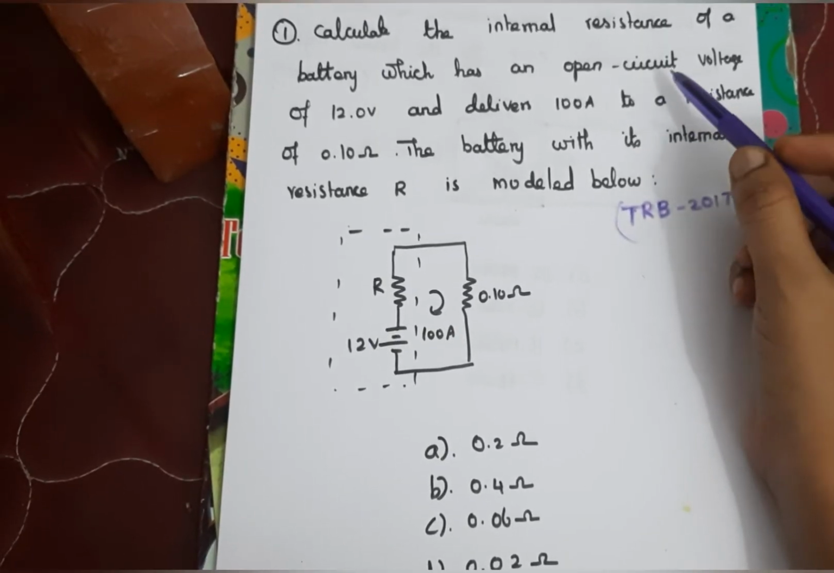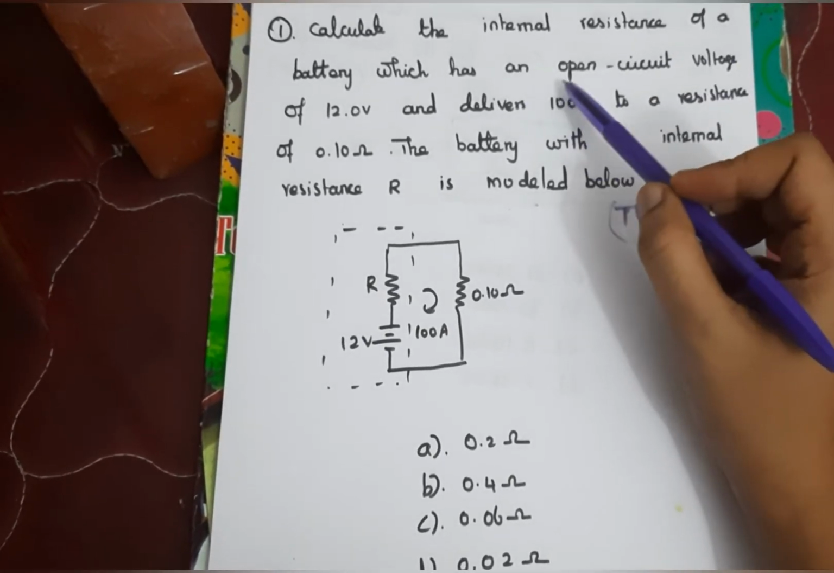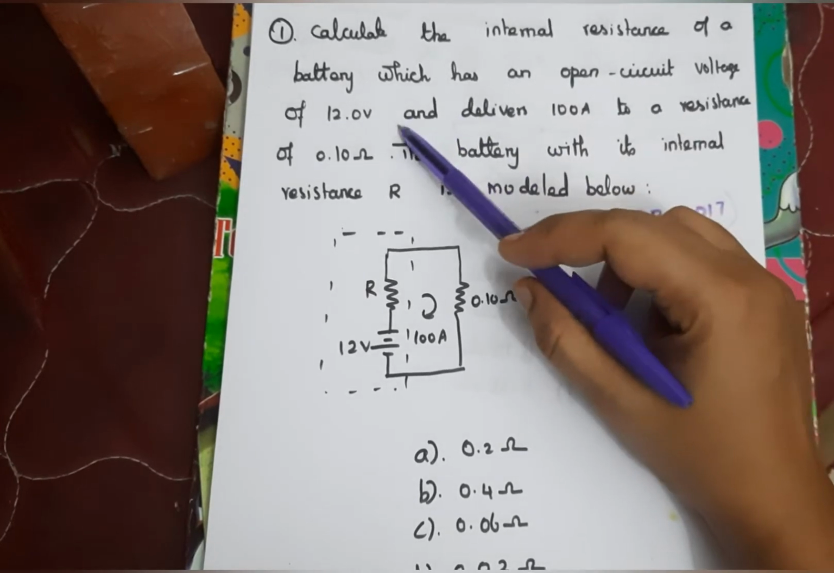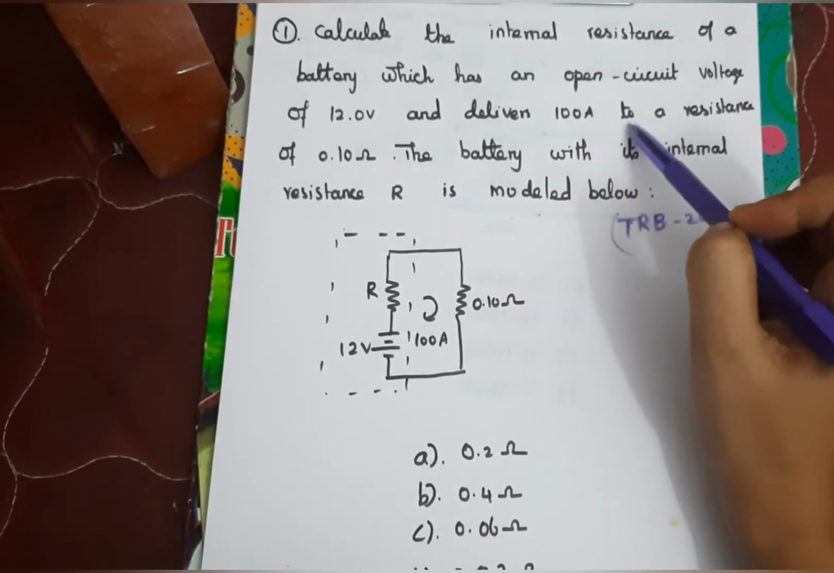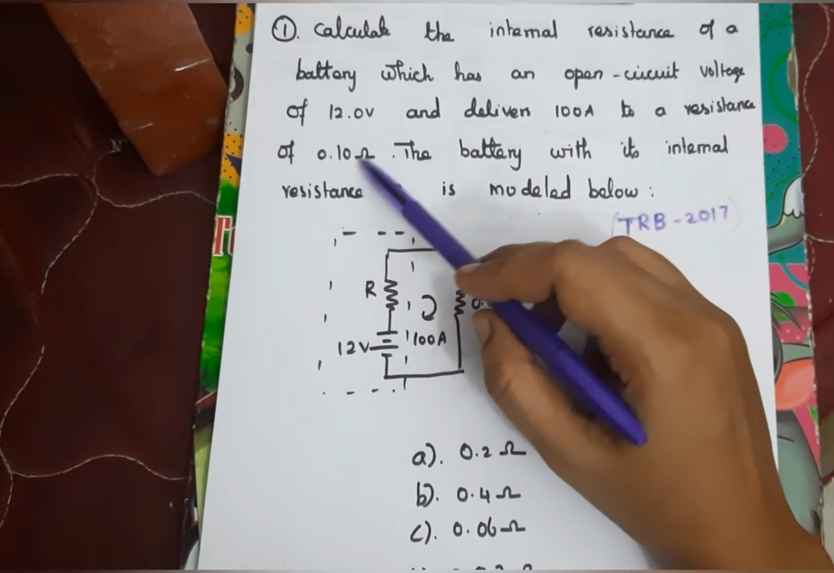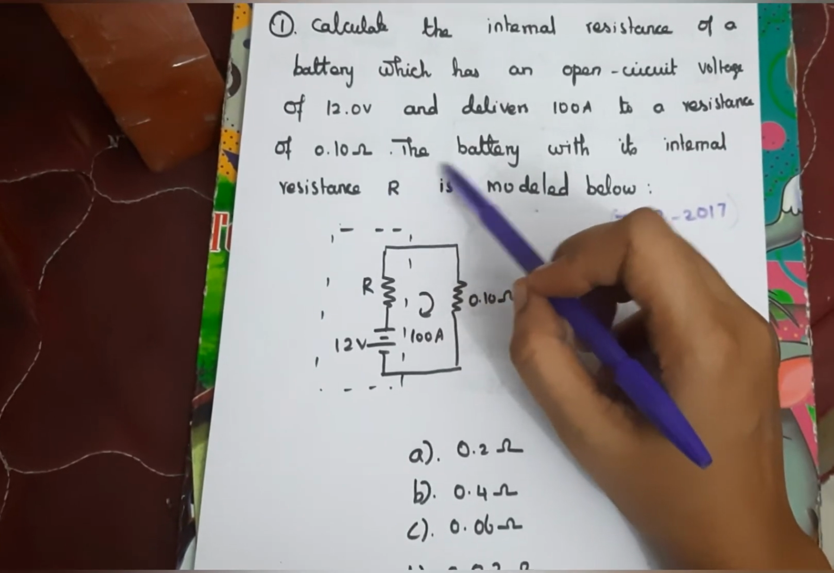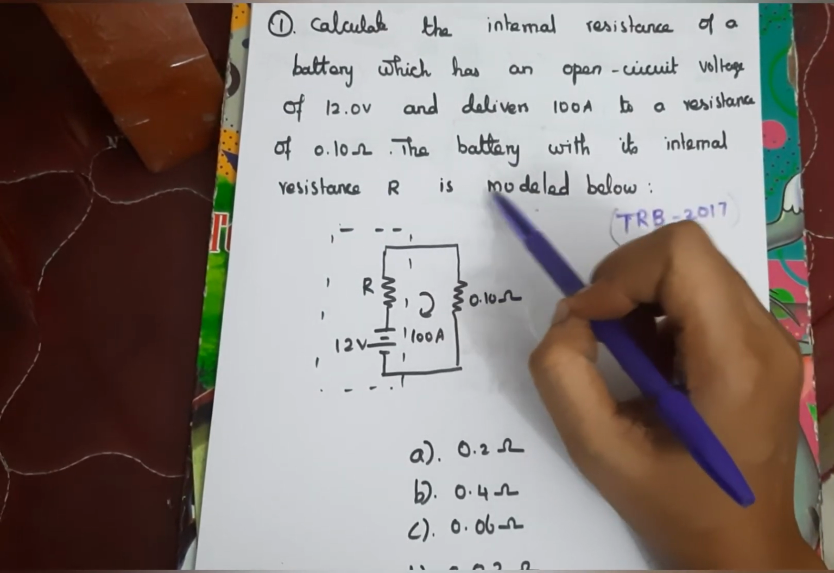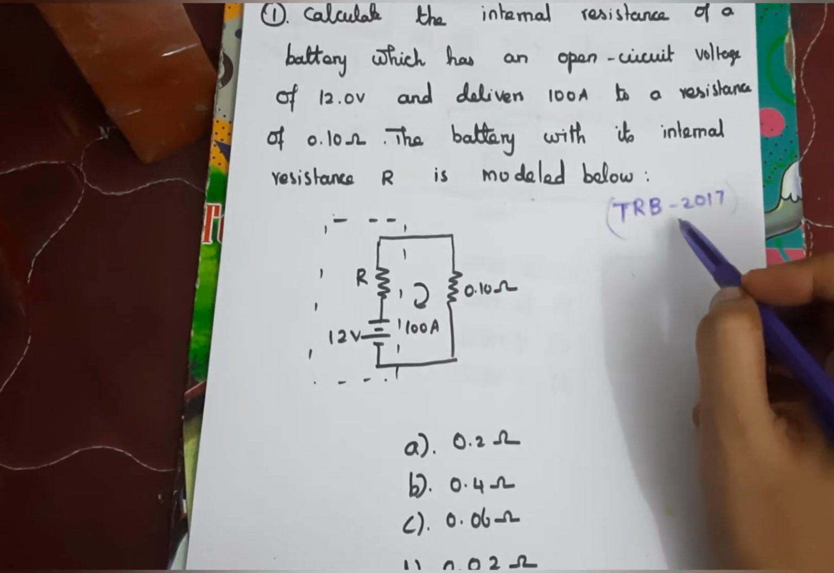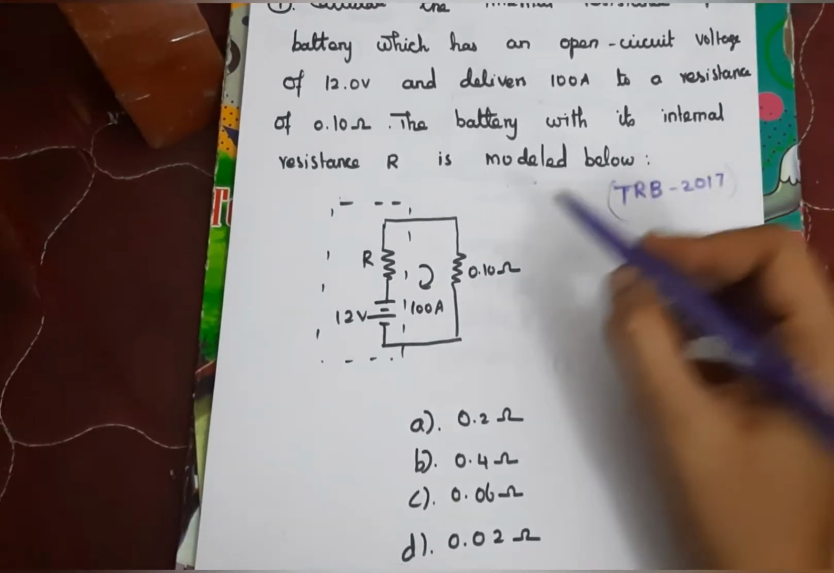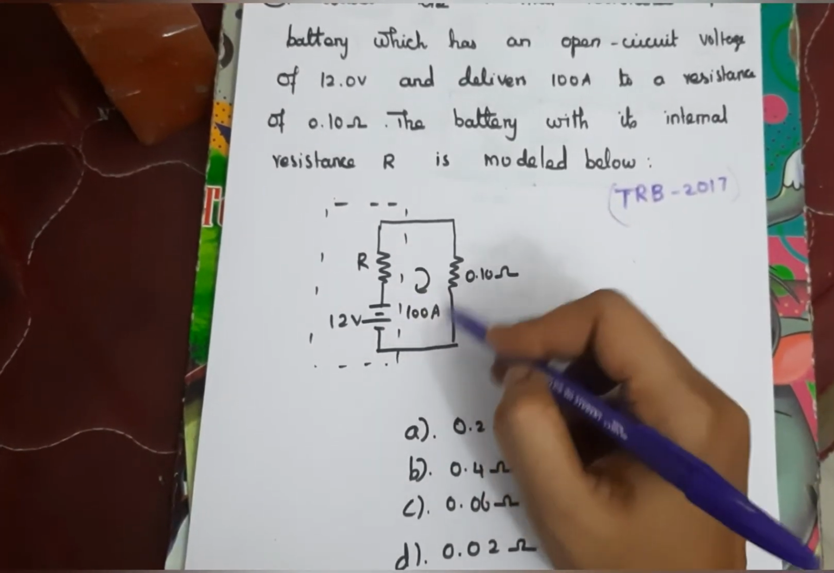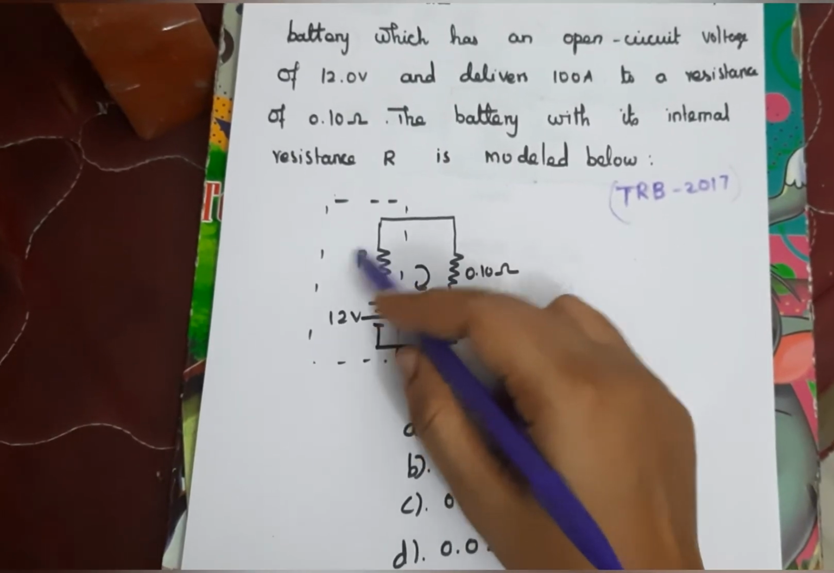First question, calculate the internal resistance of a battery which has an open circuit voltage of 12 volt and delivers 100 amps to the resistance of 0.10 ohm. The battery with its internal resistance R is modeled below. And this is a question from TRB 2017. And this is a circuit. We have to find the R value.